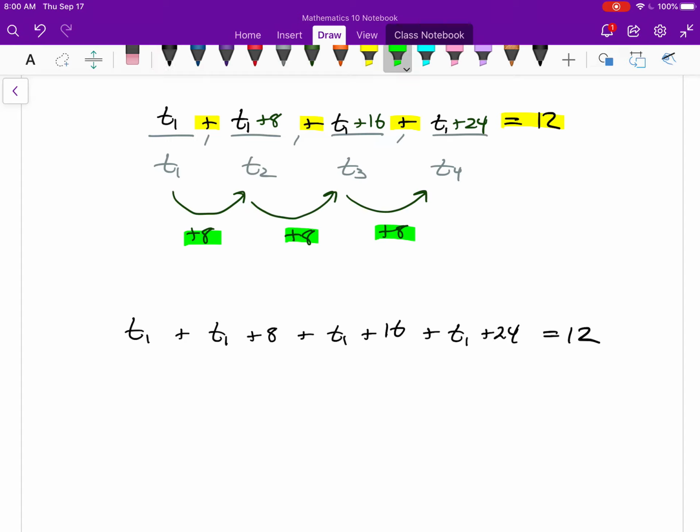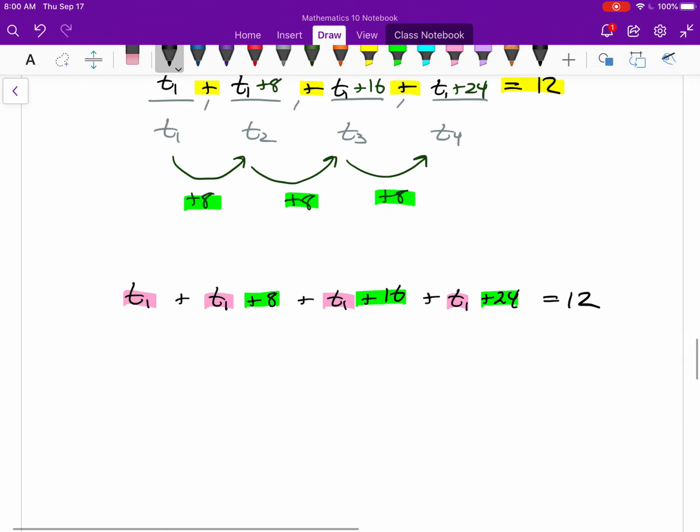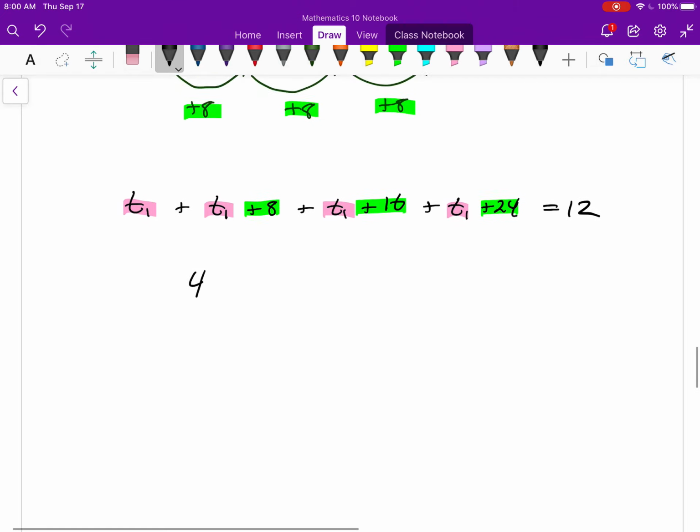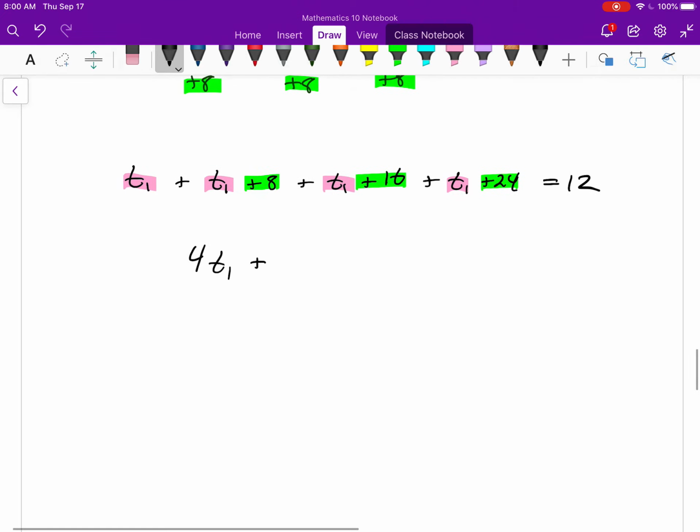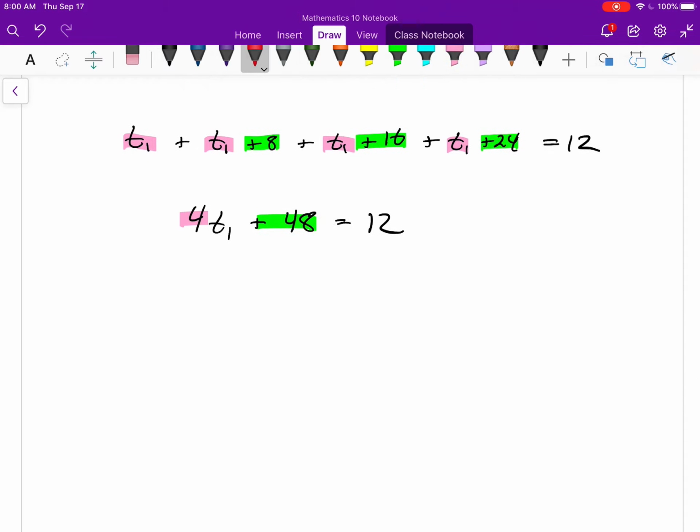And again, this 8, this 16, this 24, they're all like terms. They all come back to the repeated number of times the common difference is added. And all these T1s are like terms as well. So combining like terms together, I have 4 times T1 plus 8 plus 16 plus 24, which is 48, equals 12. And suddenly, what seemed like a pretty confusing question, perhaps with how to start, is quickly getting much, much simpler. And that T1 is just my unknown. And so I'm going to subtract 48 from both sides.